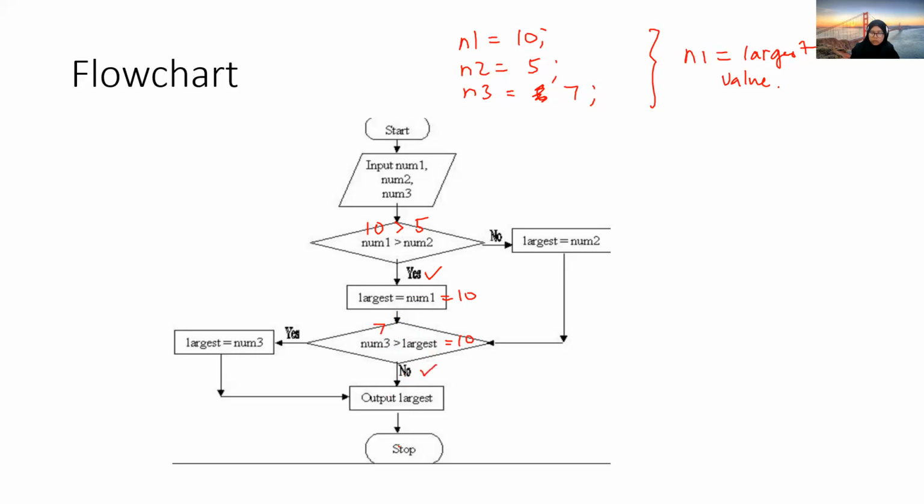No. So the output is the largest. What is the value of largest? It equals 10. So yes, it is in good agreement with what we have done, which is that 10 should be bigger than everything, the 5 and also the 7.